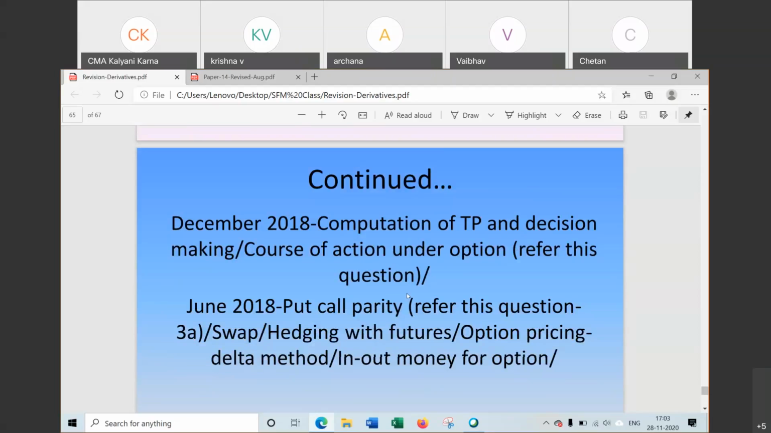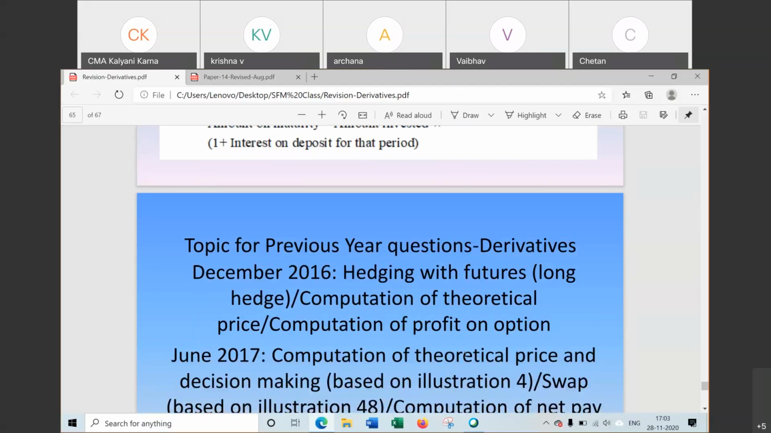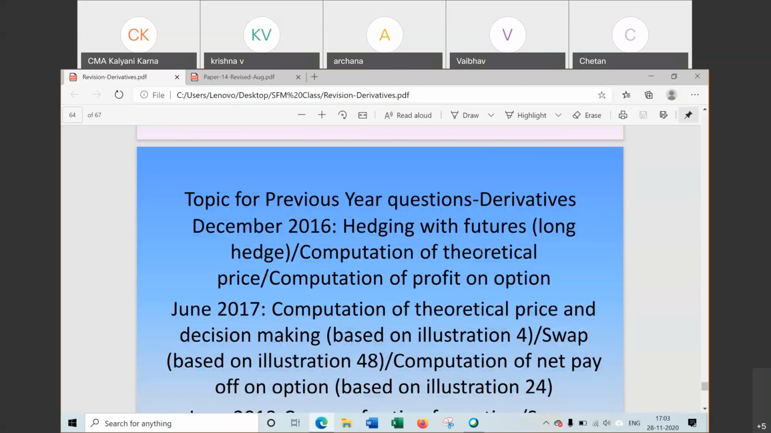So in the case of chapter 10, please focus on swap, hedging with futures, option, in money out money situation, and method, computation of theoretical price, all the cases. Mostly dividend receivable, dividend not receivable. And one more topic, that is decision making.